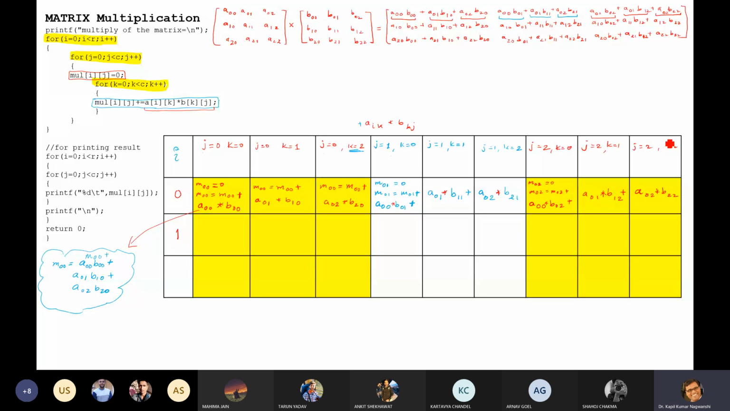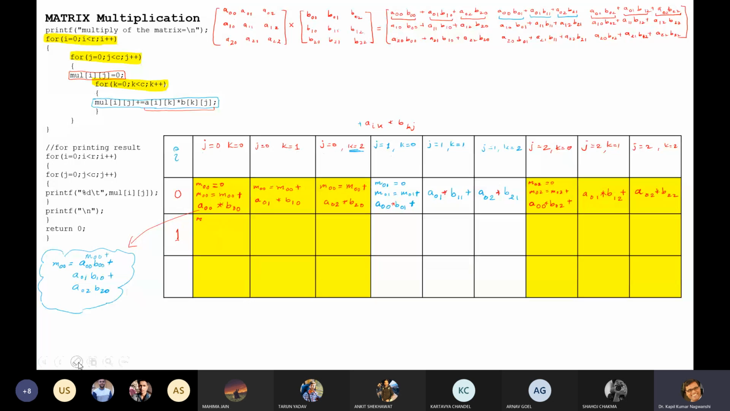Because J is also completed and K is also completed, the lower loop is completed, the upper loop is completed, then I will start incrementing. So now the value of I will be 1. Now the same thing is running for next iteration also, J and K, so that's why I'm not showing this.